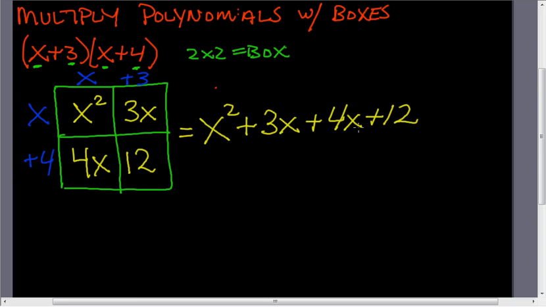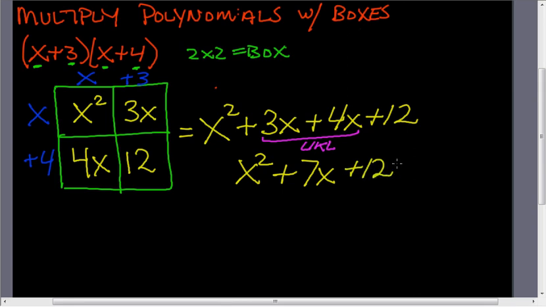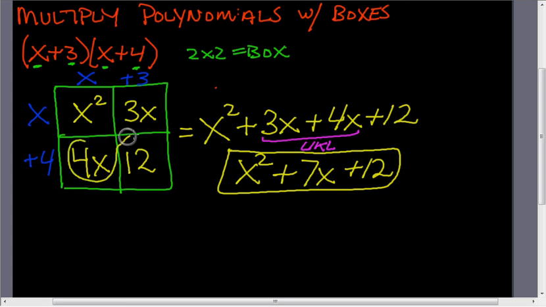And of course, now that you got your answer, you could simplify a little bit. These are like terms, so we can combine those together. I'm still writing standard form. This is x squared. 3x and 4x makes 7x, and then there's a plus 12. This is our answer. You notice this middle term, the 7x, is what you would get if you combined the like terms in the boxes. So you could skip this whole step of writing it out if you can see that these are going together.